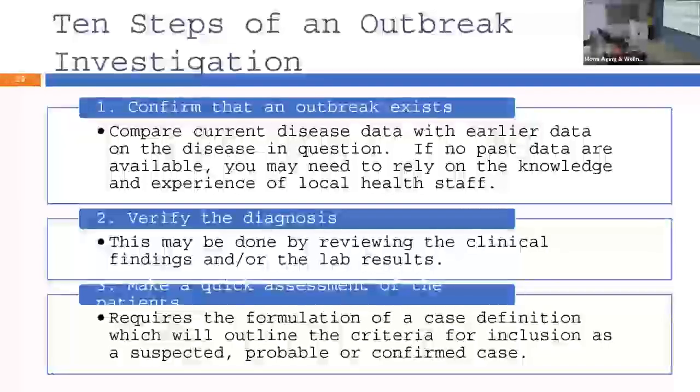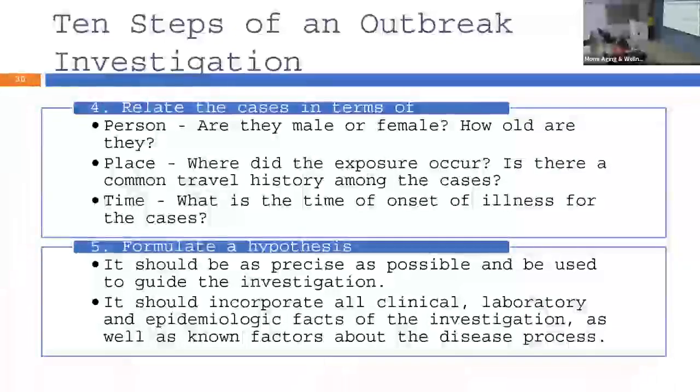What are you going to call a suspected case? If you see somebody with some of these clinical features and they also have an ELISA test, like IgM positive for leptospirosis, we're going to call it a probable case. But if we did the PCR and it's positive, then we call it a confirmed case. So we have to say what we are going to call a suspected, probable, and confirmed case for whatever illness we're looking at, and look at the cases in terms of person, place, and time.